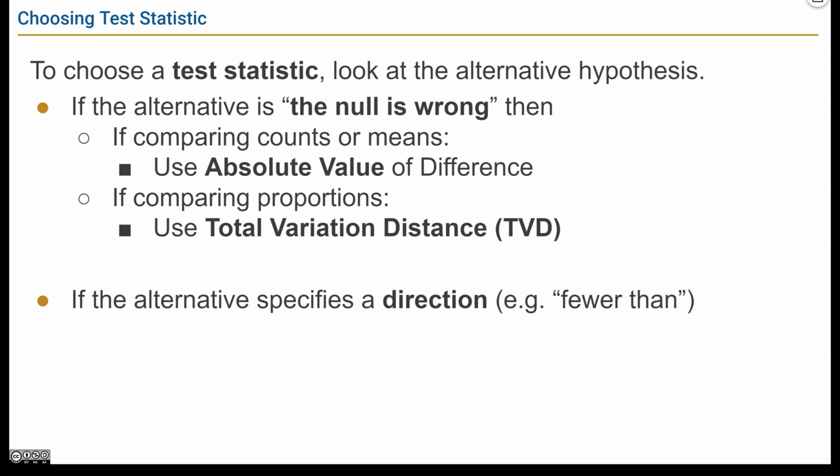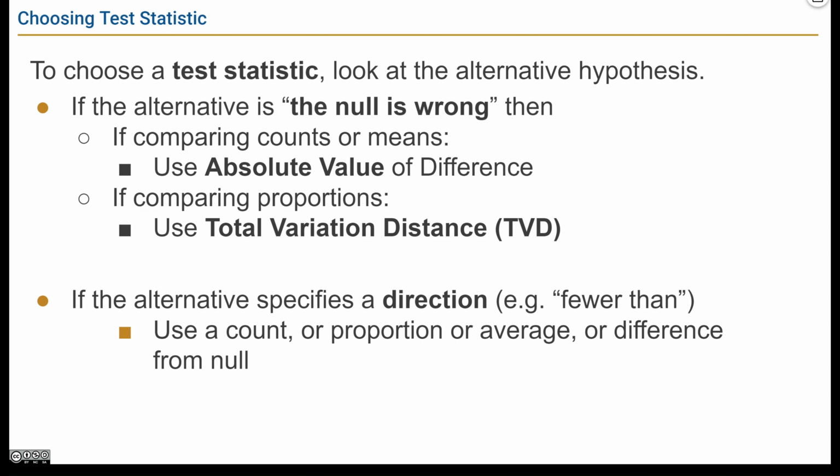If your alternative specifies a direction, for example, fewer than or greater than, you can use just a count or a proportion or an average or a difference. And you'll just need to keep track of which end of the distribution favors the alternative. So that's the direction you'll be looking when you're calculating your p-value and conducting the test.